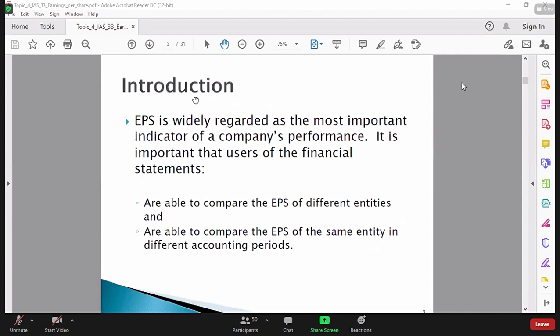So introduction. EPS is widely regarded as the most important indicator of a company performance. Now, as an investor, they want to look at the performance of the company, but not just on the company's profit, but on the EPS, on the earnings. Like I mentioned just now, they want to know how much they will earn based on their number of shares. So it is important that users of the financial statement are able to compare the EPS of different entities. So we need to look at the EPS of the different entities.